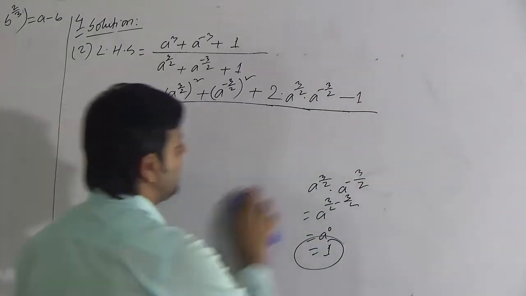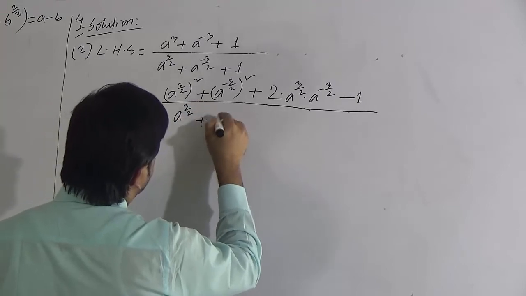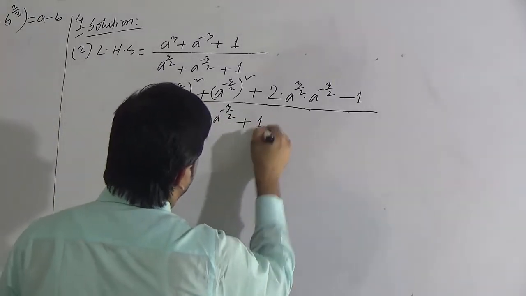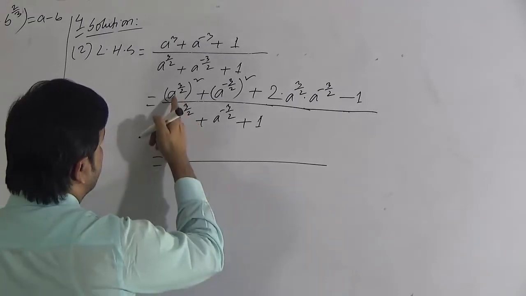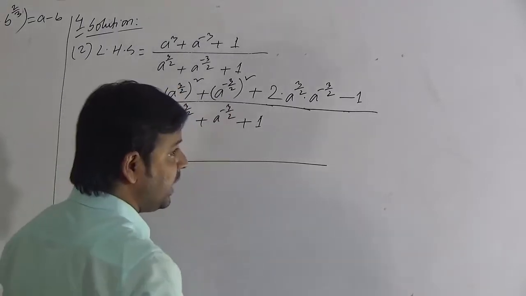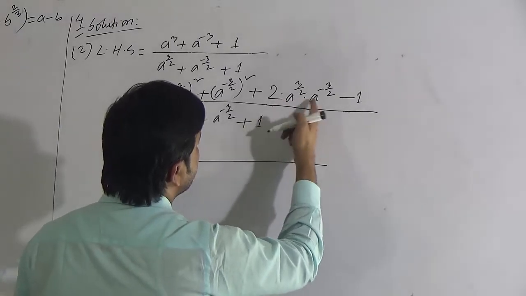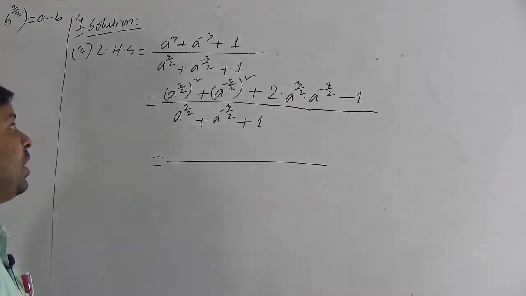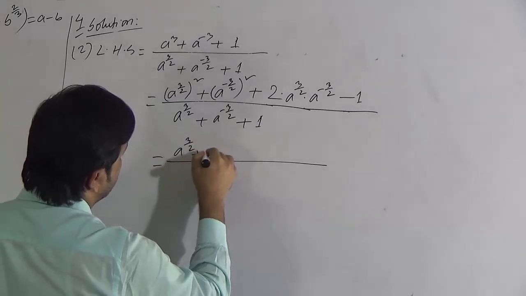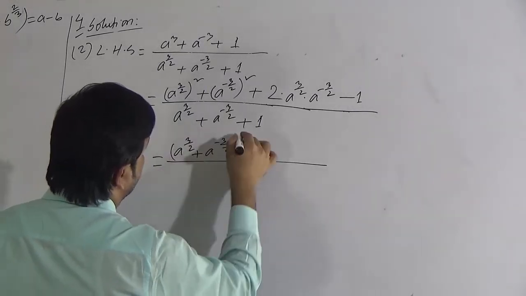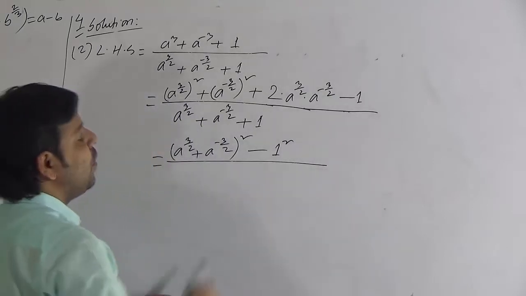Okay dear students, now if you notice, the denominator will remain the same: a to the power 3 by 2 plus a to the power minus 3 by 2 plus 1. Now in the numerator, if we consider a to the power 3 by 2 as a and a to the power minus 3 by 2 as b, we can write a square plus b square plus 2ab. It means we can apply the formula of a plus b whole square. So we can write a means a to the power 3 by 2 plus b means a to the power minus 3 by 2, whole square. Here is minus 1; if you want, you can use square, as 1 square means 1.